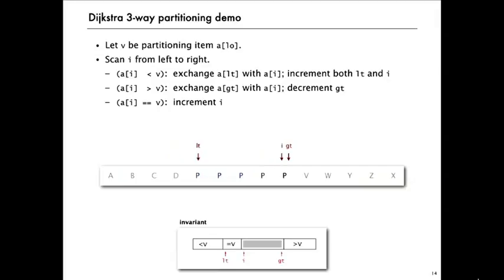And now we're at a point where the pointers have crossed, I and GT have crossed. There's nothing that we haven't examined yet. So our partitioning is complete.